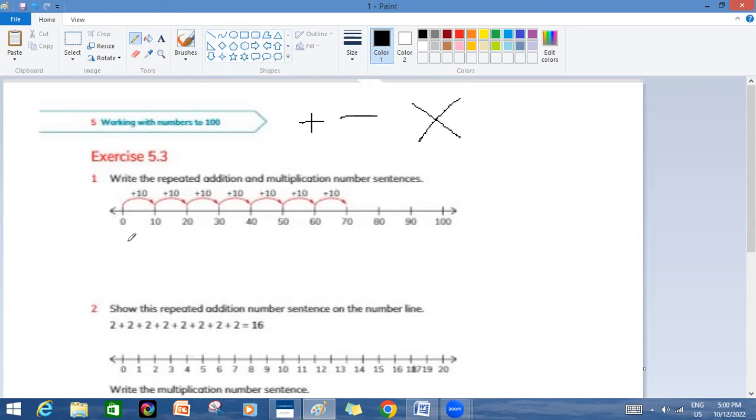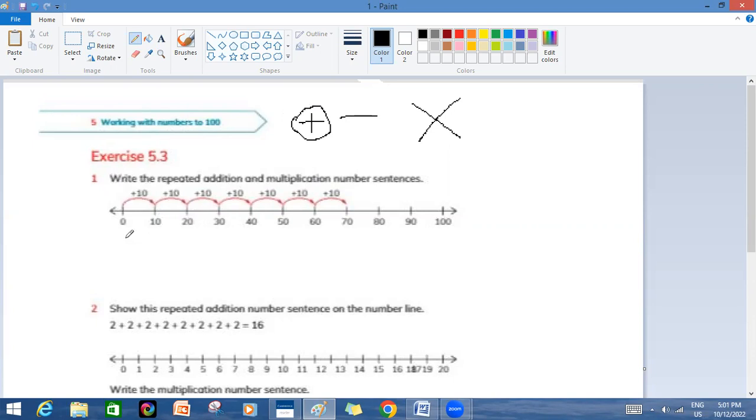So moving on to the first question, 5.3. It says write the repeated additions and multiplication number sentences. So we have to write the repeated additions and multiplication numbers. See this number line. 0 plus 10 is 10. 10 plus 10 is 20. So how are we going to do this? With the help of addition.